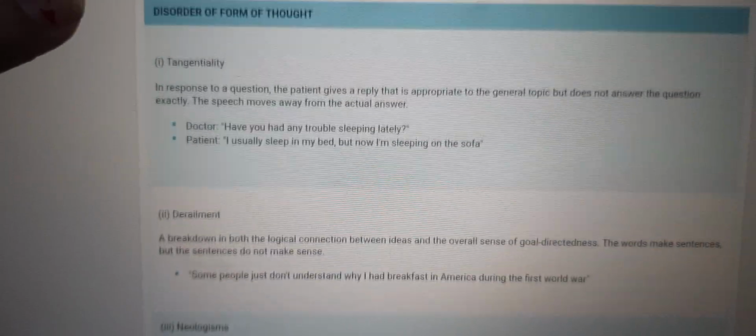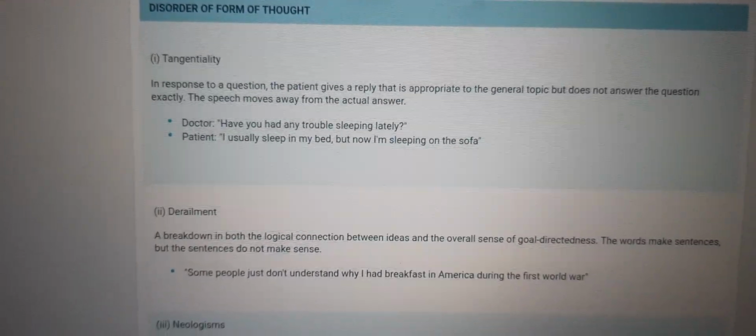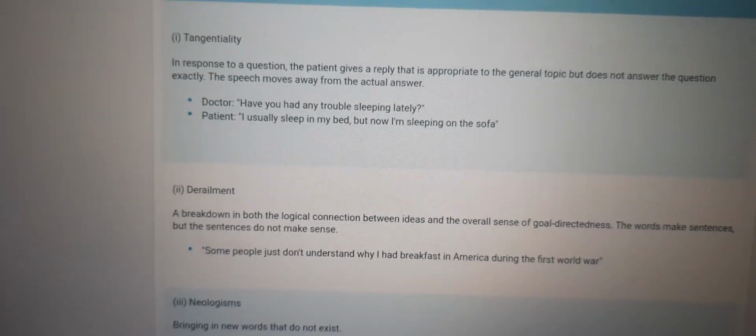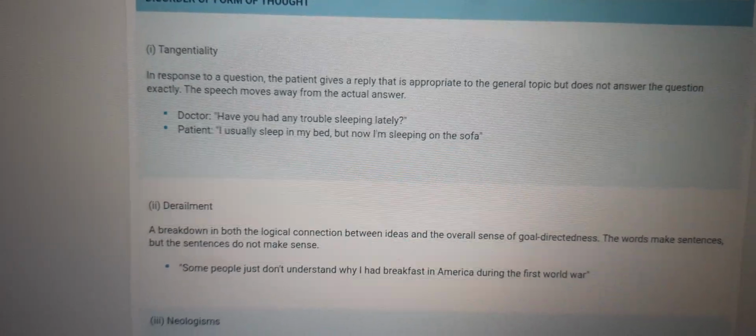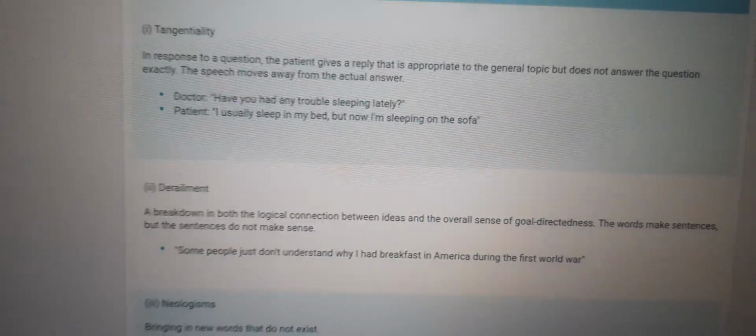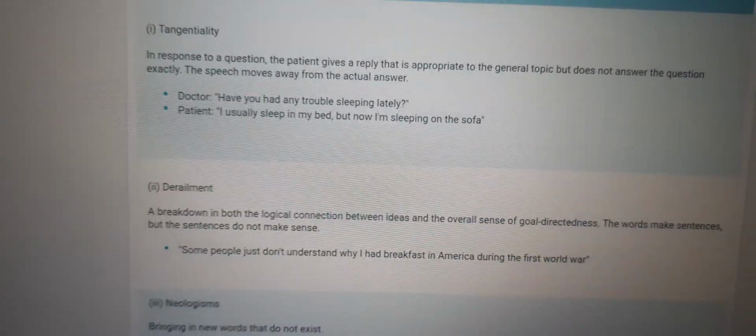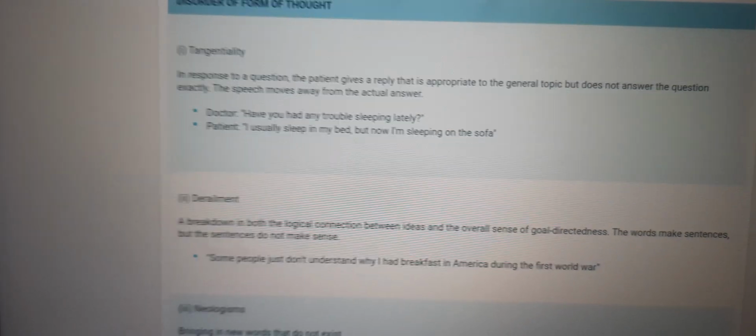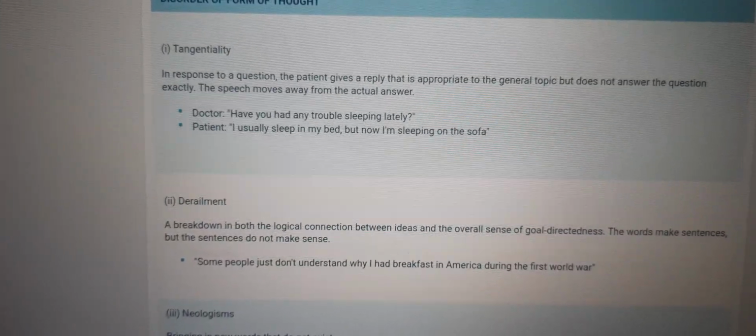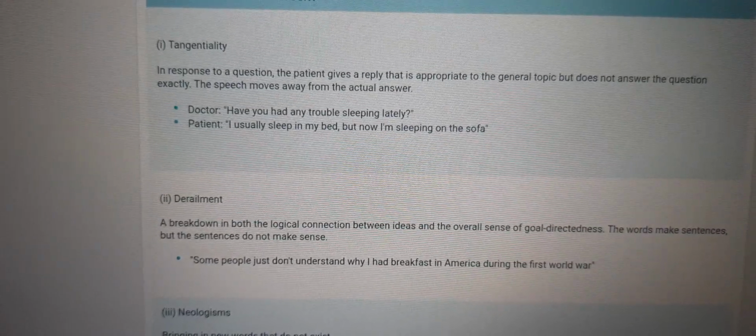In disorder of form of thought, there comes tangentiality, which means in response to a question, the patient gives a reply that is appropriate to the general topic but does not answer the question exactly. The speech moves away from the actual answer. For example, if the doctor asks, "Have you had any trouble sleeping lately?" then the patient will say, "I usually sleep in my bed, but now I am sleeping on the sofa."